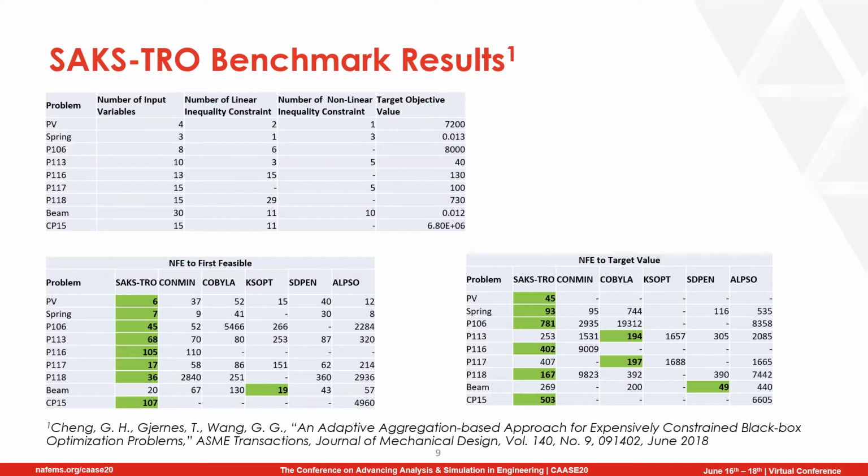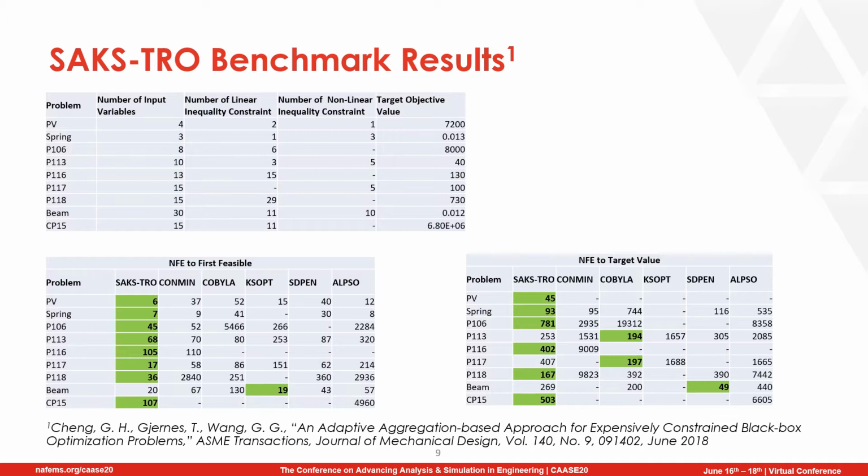CONMIN utilizes method of feasible directions for linear and nonlinear constraint optimization. SDPen has a derivative-free sequential penalty approach for nonlinear constraint optimization. KSOpt converts constraint problem into an unconstrained one and envelopes objectives and constraints. Cobila is a derivative-free approach that models objective and constraints with linear approximations.